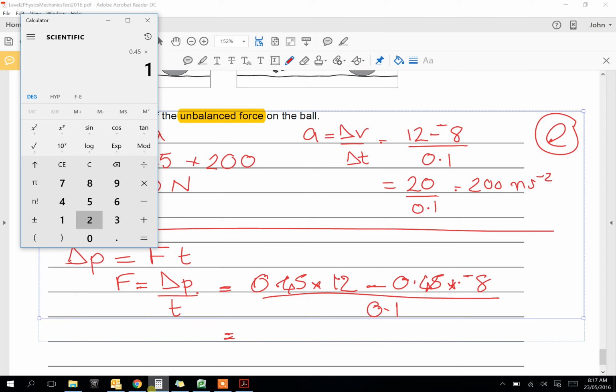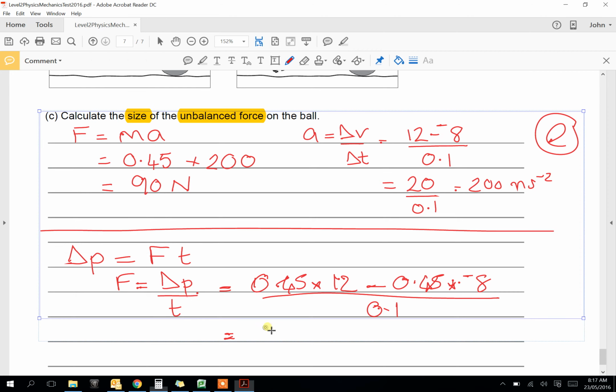0.45 times 12 equals, I'll put in the plus 0.45 times 8 equals 9. Divide by 0.1 equals 90 newtons. It gives us the same answer as we had before. It gives us that excellence. Something very funny going on with this pen just with that. Okay, and that's the end of our test.